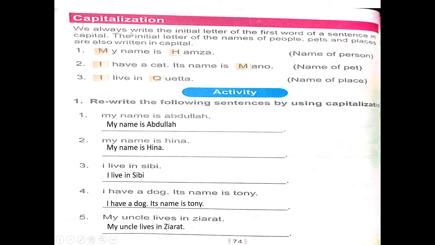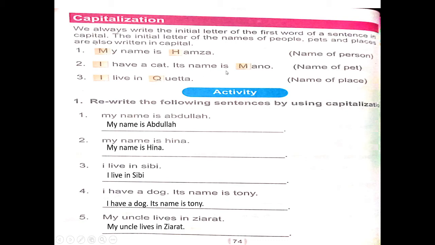Capitalization: we always write the initial letter of the first word of a sentence in capital. The initial letters of the names of people, pets, and places are also written in capital. My name is Hamza. Hamza is the name of a person, so H should be capital. My is the first word of a sentence, so M should be capital.